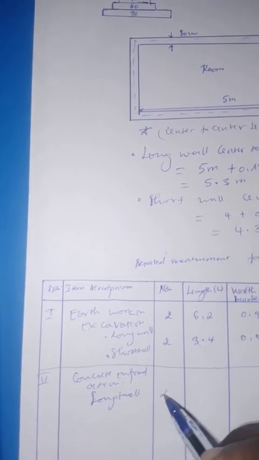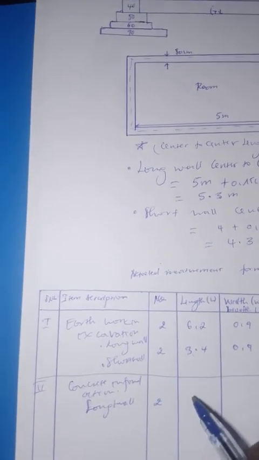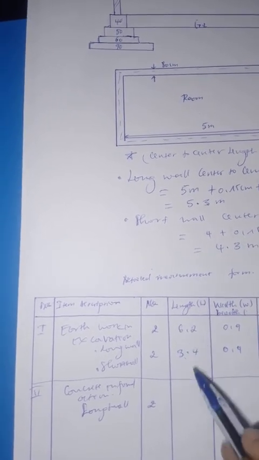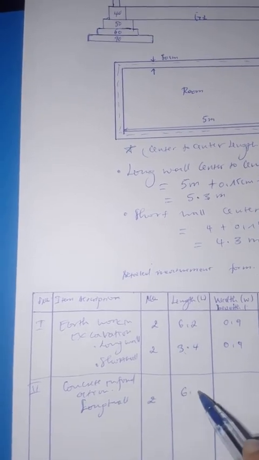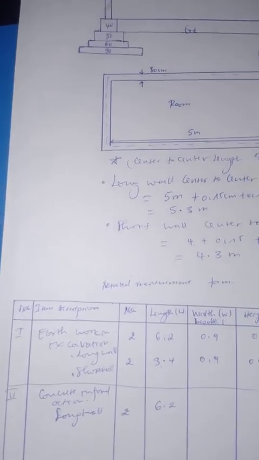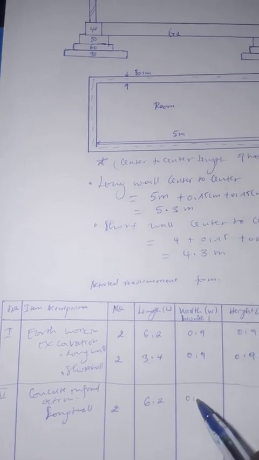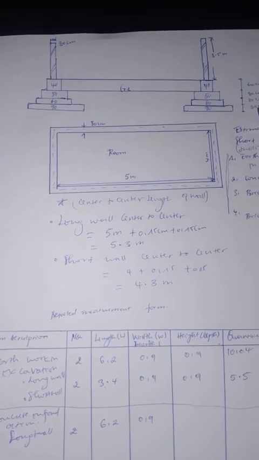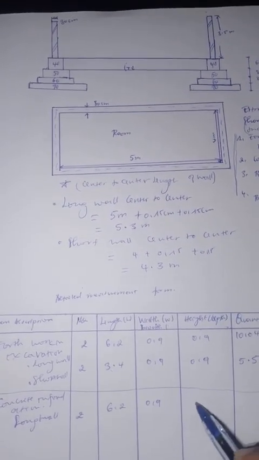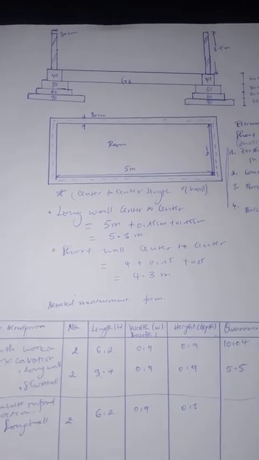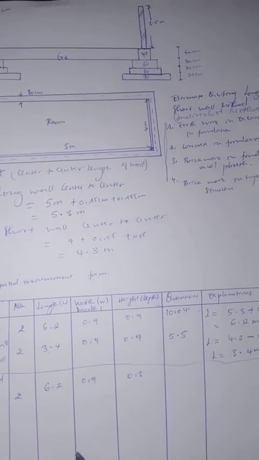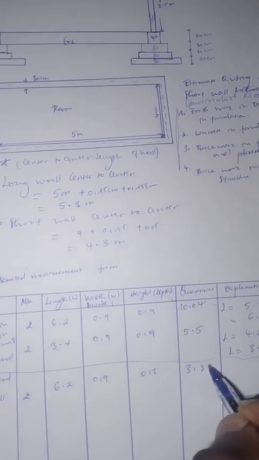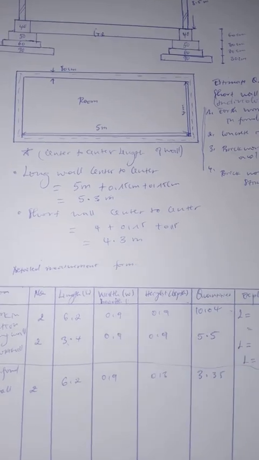here the number of long wall is 2. Here the length is the same as the excavation, 6.2. Width is the same, 0.9, and height is equal to 0.3. Here we get 3.35 cubic meter.